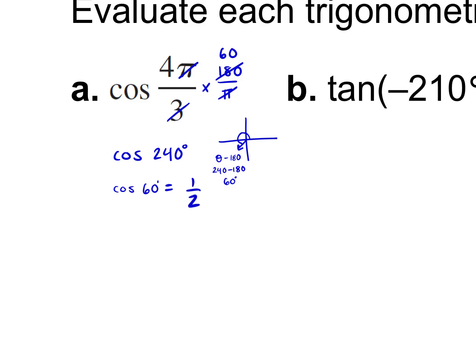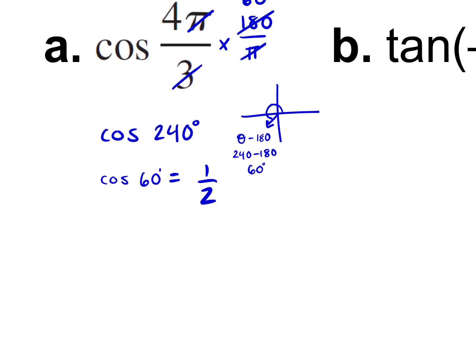But the last thing we have to do is figure out the sign of our answer. So we have all students take calculus. If we're in the third quadrant, what's positive? Tangent and its reciprocal. So what would cosine be in the third quadrant? Negative. So this is negative 1/2.